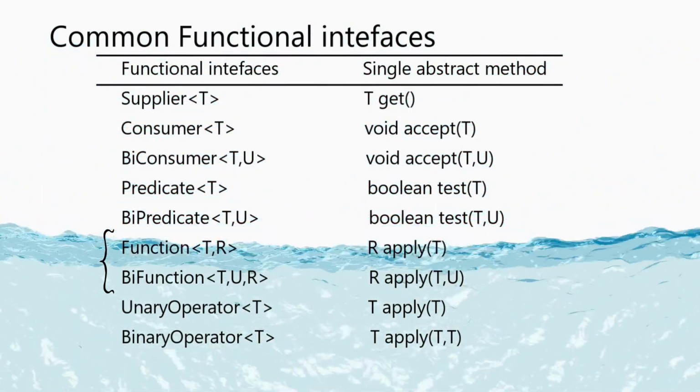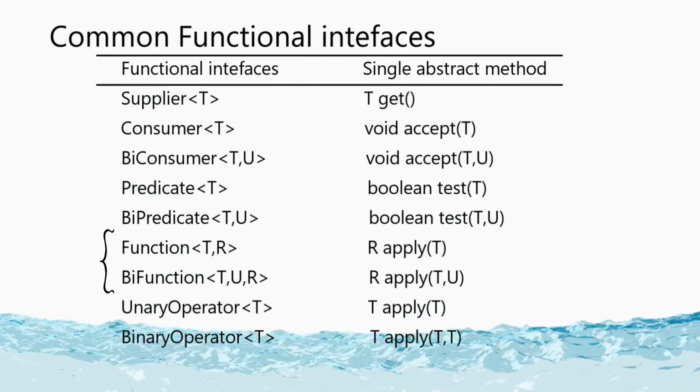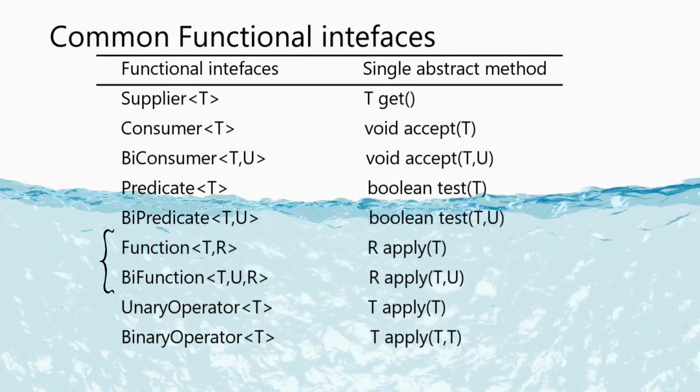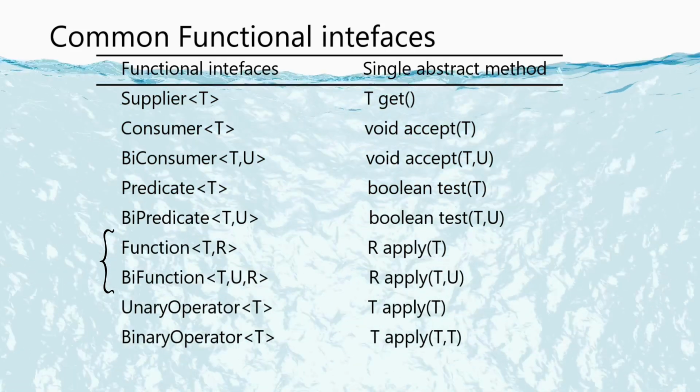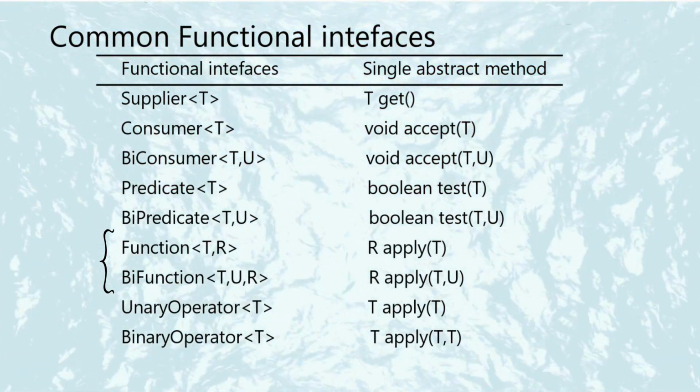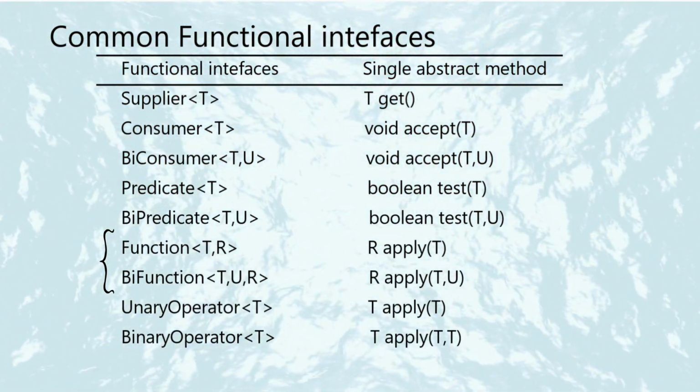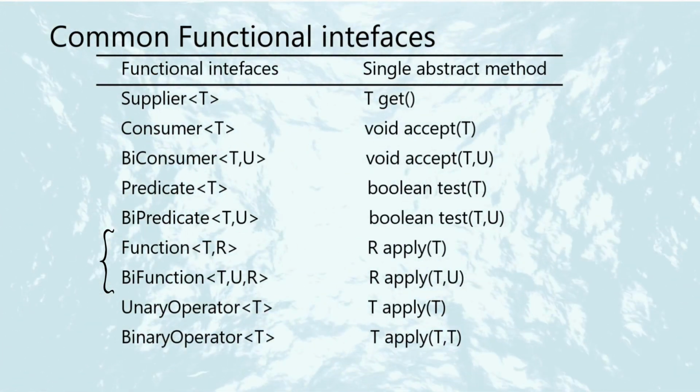The single abstract method of Function and BiFunction is apply. They both process one input for Function and two for BiFunction and return a result. It can replace any method processing one or two parameters and returning a result.